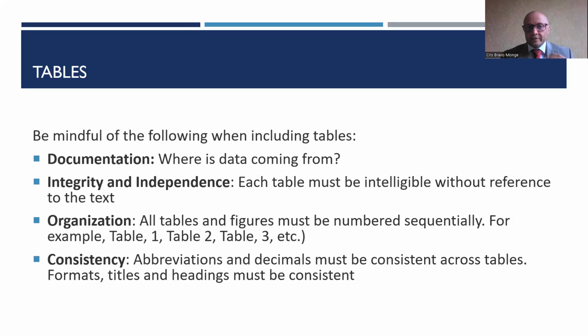Organization. All the tables and figures that you include must be numbered: Table 1, Table 2, Table 3, sequentially. And finally, consistency. If you use abbreviations, you have to include the explanation of the abbreviations. And consistency in decimals refers to the fact that if you use no decimals, all your document should have no decimals. If you use one decimal, use it all across the document, or 2 decimals, if so. Most of the time, we use 2 decimals.